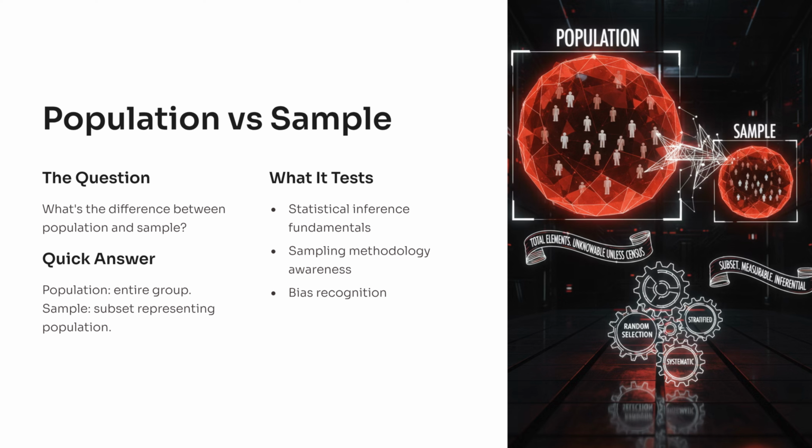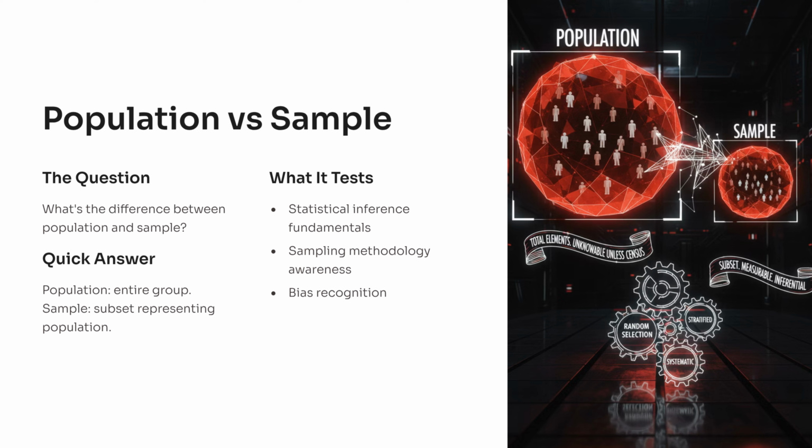This concept tests three things in an interview: your grasp of statistical inference, your understanding of sampling methods, and your awareness of bias. The key challenge is ensuring that the sample truly represents the population. That's why we use techniques like random selection, stratified sampling, or systematic sampling. Each method tries to minimize bias so our conclusions are trustworthy.